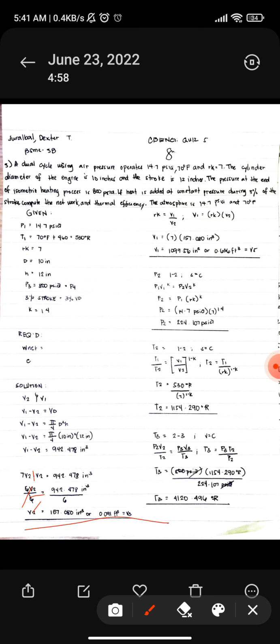So, V2 natin is equals din siya sa ating V3. For the V1 naman, so rk equals V1 over V2. So, derive natin. So, magiging V1 equals rk times V2. So, for the V1 naman, we have rk na 7 times V2 na 157.080 cubic inches. So, yung V1 natin is equals 1099.56 cubic inches or 0.636 cubic feet. So, V1 natin is equals din siya sa ating V5.